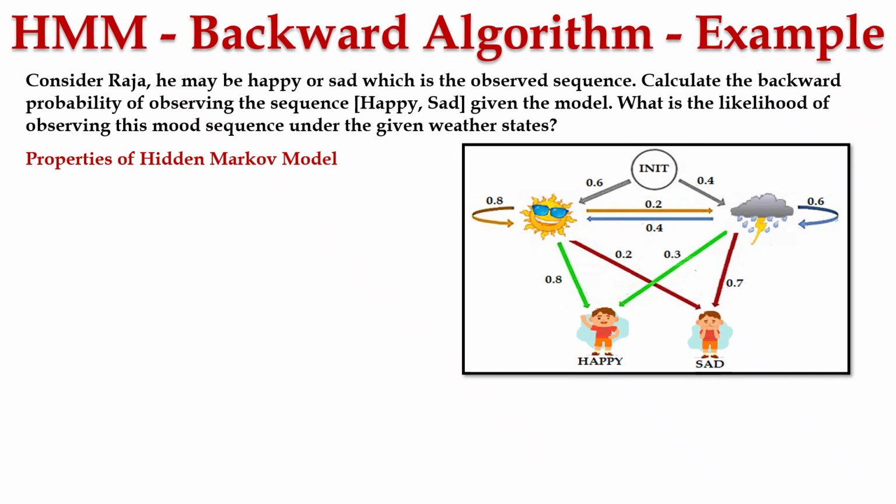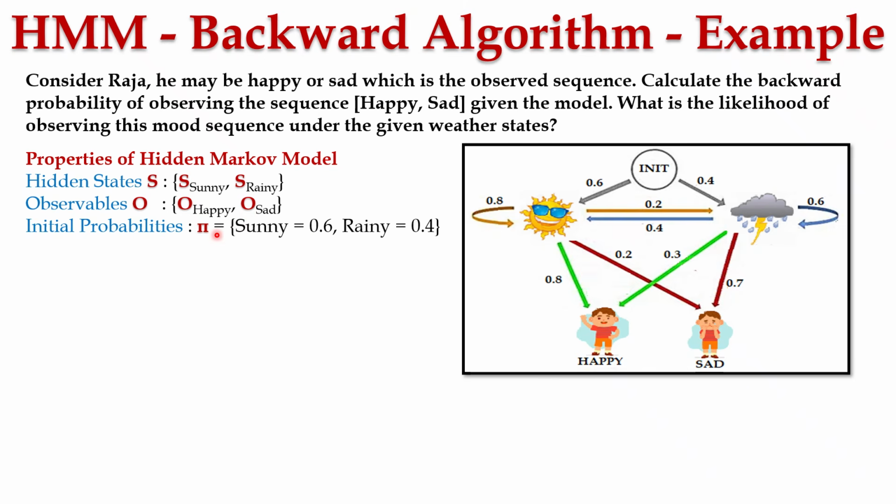Now let's check out the properties of the hidden Markov model based on our example. Here, first comes the hidden state, capital S. It represents the hidden states sunny and rainy as S of sunny and S of rainy. The next comes the observable O. In our example, we have two observables, namely happy and sad, represented as O of happy and O of sad. Next, the initial probability pi represents the value of sunny as 0.6 and the value of rainy as 0.4, as mentioned in our example. Next, the initial likelihood of the state at time t equal to 0 is considered in our example.